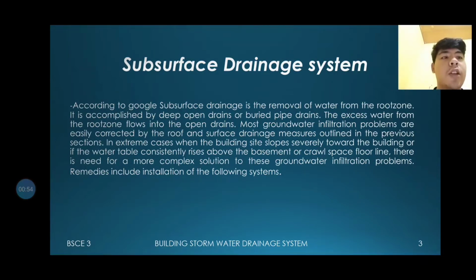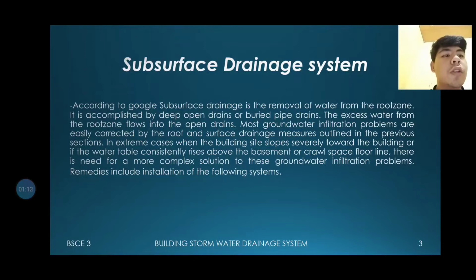First is subsurface drainage system. According to Google, when I searched, subsurface drainage system is the removal of water from the root zone. It is accomplished by deep open drains or buried pipe drains. The excess water from the root zone flows into the open drains.